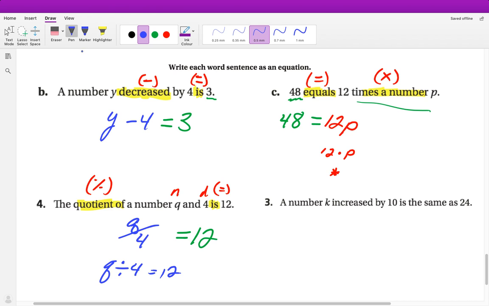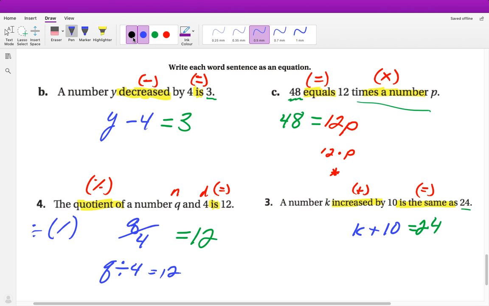When you are typing into your computer, because you will need to, I would highly suggest that for division, you use your backslash. All right, so now from here, our last one, a number k increased by 10. Well, what does increased by mean? If I take a number and I'm increasing it, that means I'm adding to it. So I know that's going to be adding. And then it says is the same as. Well, is the same as is another way of saying equals. So I know my equal sign's here, so it's just equal to 24, so that's easy for me to write. And then it says k increased by 10. So we knew increased by was plus, so it would be k plus 10.